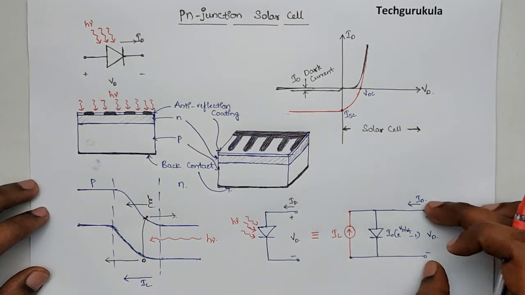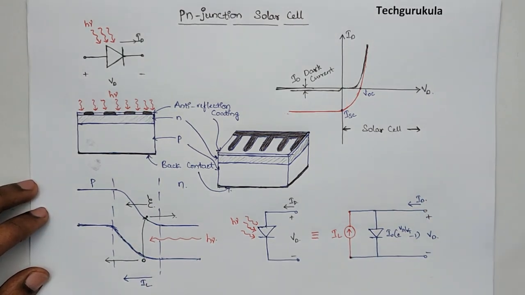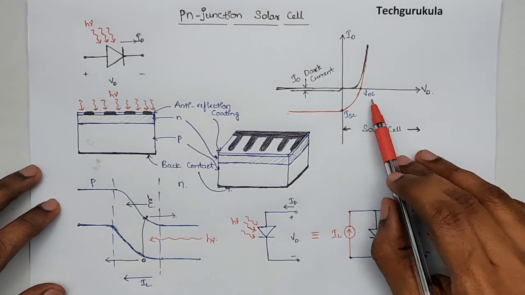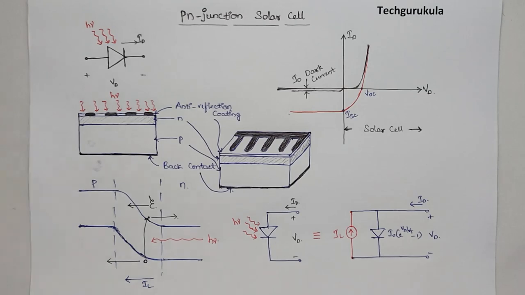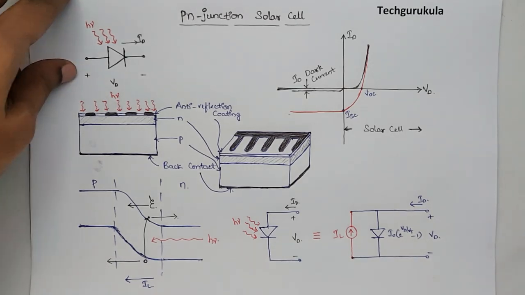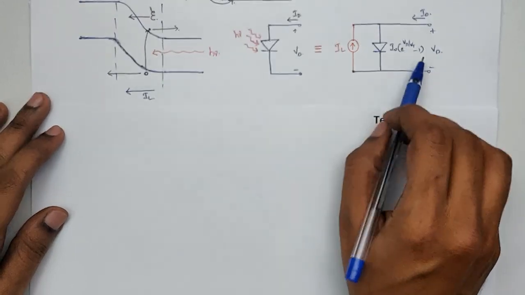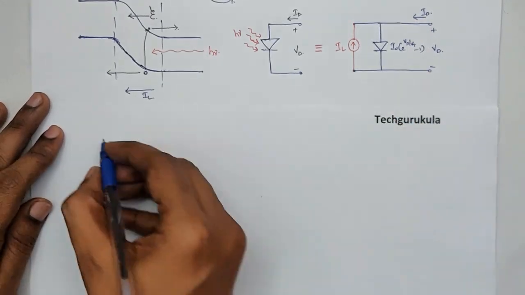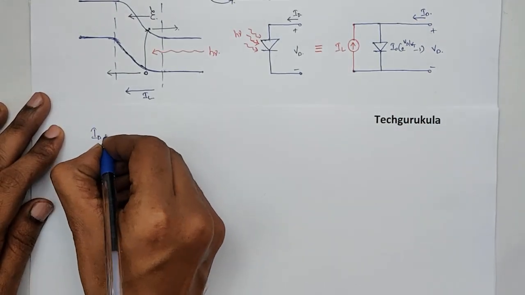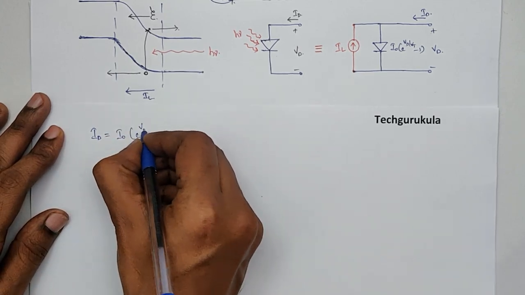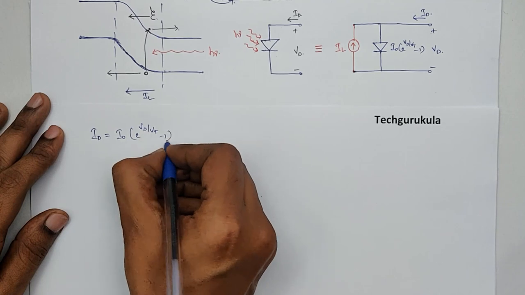Now, taking this as a starting point, let's find out the equations for the short circuit current and open circuit voltage. Let me move to a new page. Here from this equivalent diagram, we can say ID is equal to I naught times e power Vd over Vt minus 1.